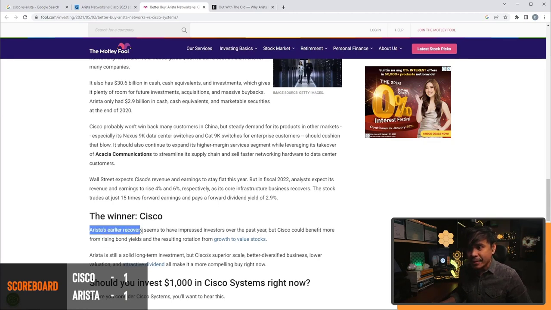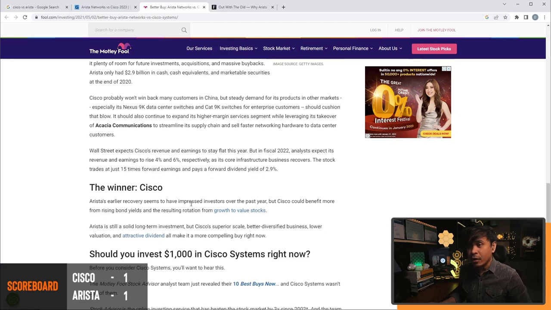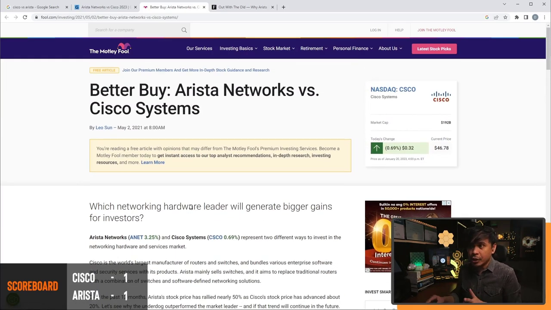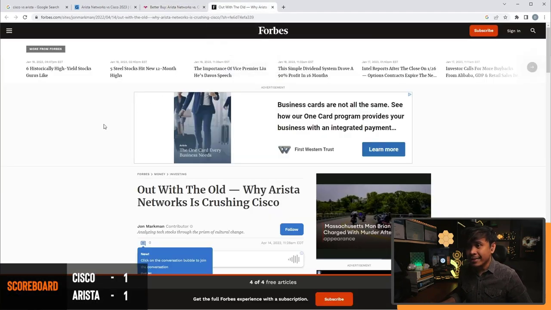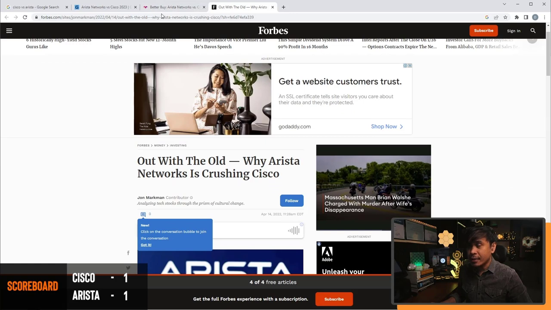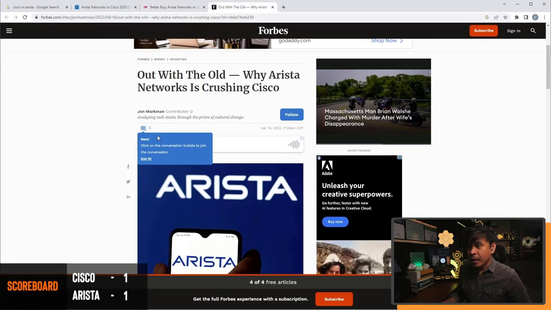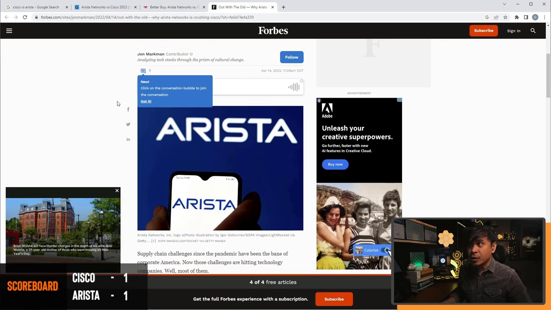It says Arista's earlier recovery seems to have impressed investors over the past year. Again, the comparison here is the stocks. Okay, which one has a better market share? And since we are really just comparing data center switches, okay, this page is not for us, okay? How about this? I'll open why Arista Networks is crushing Cisco.